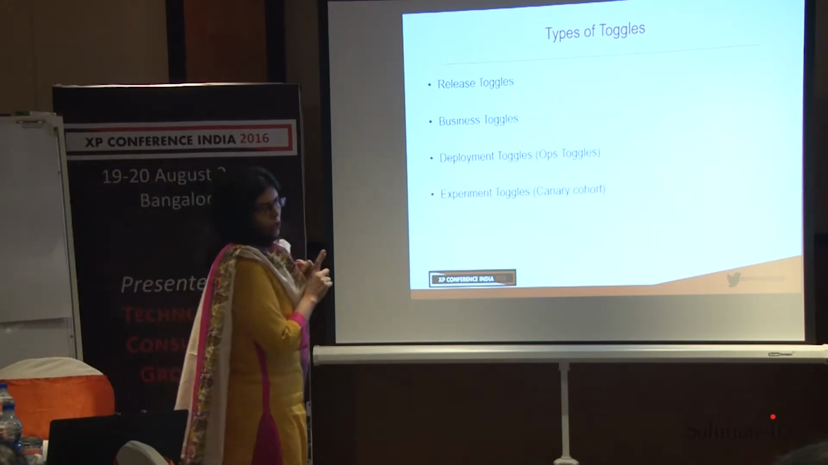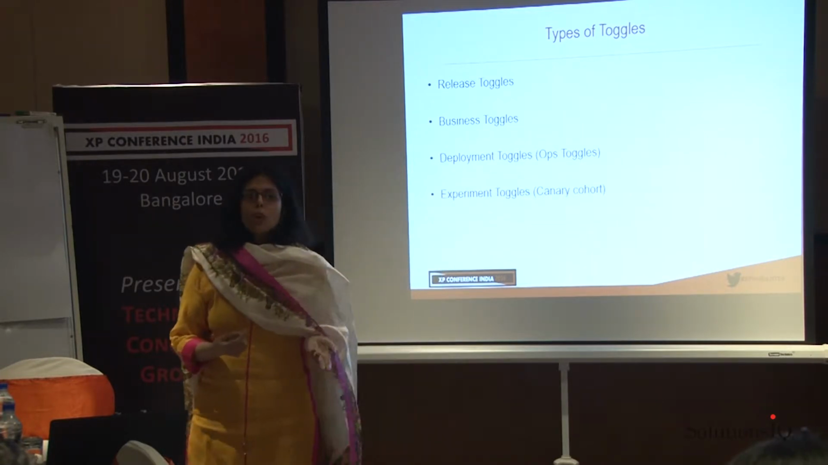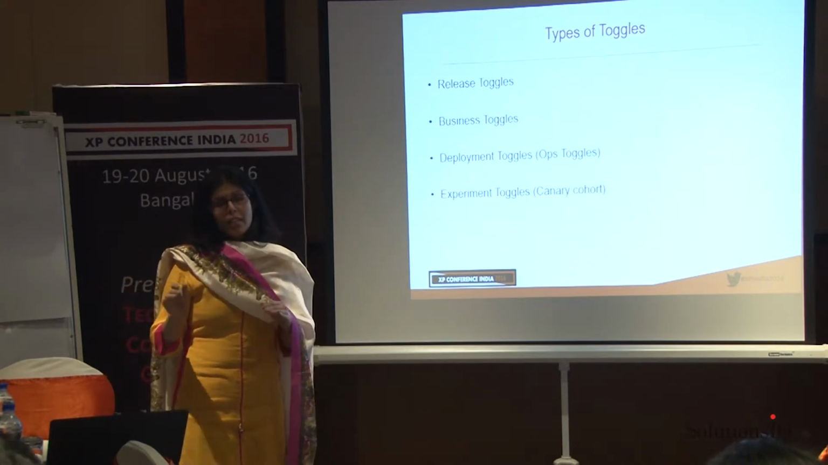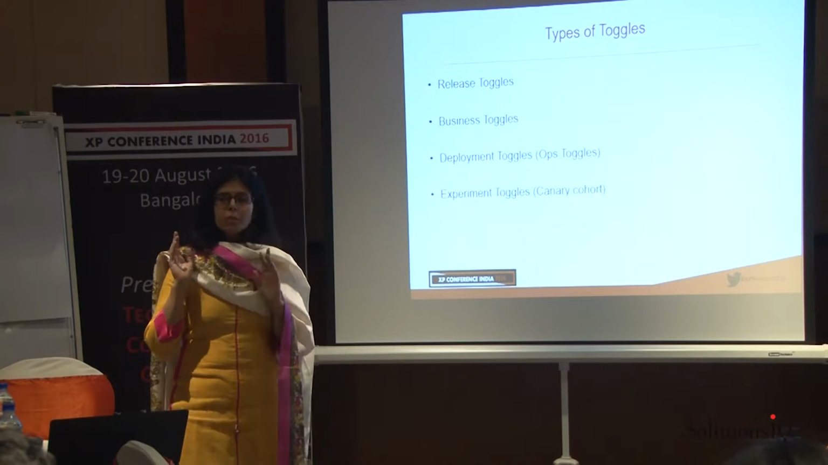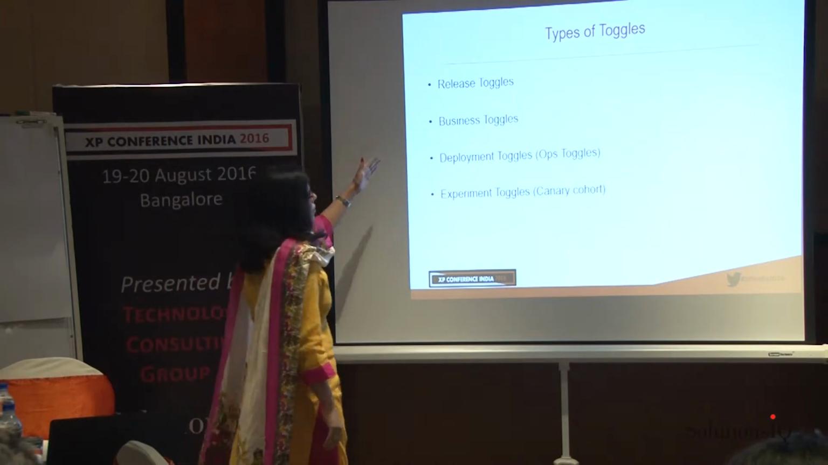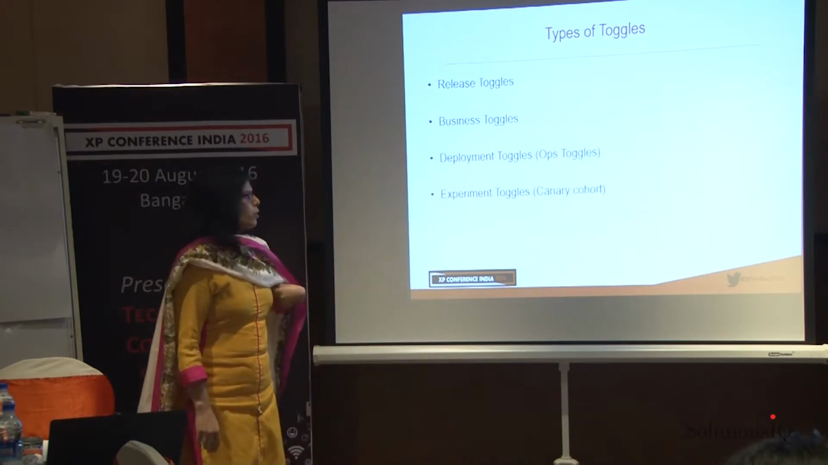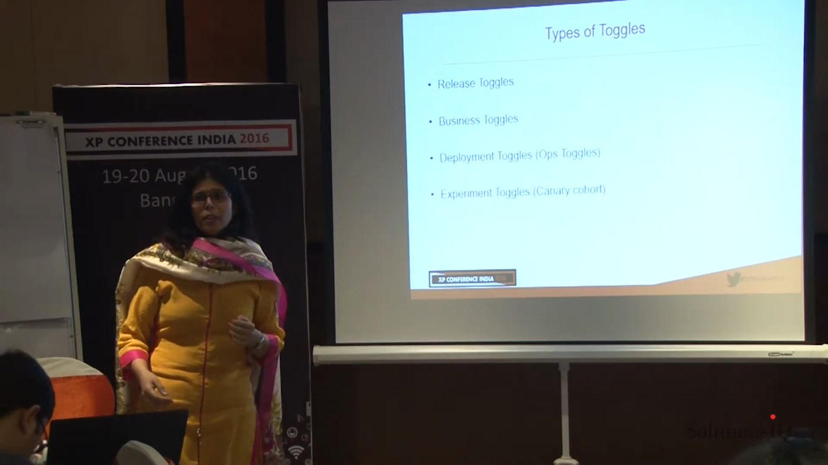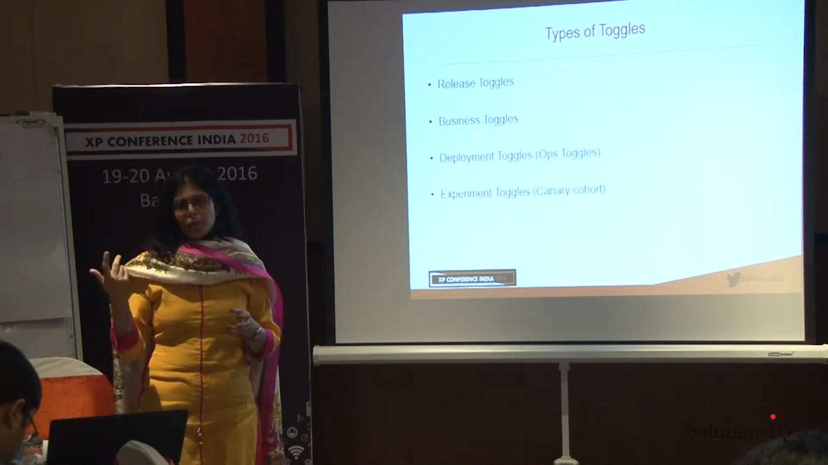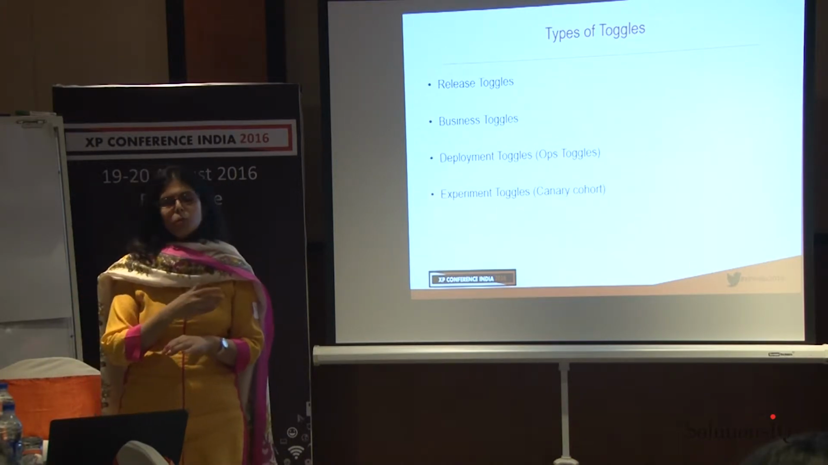So now we know what a feature toggle is, and why we need it, right? Now there are several types of toggles. Some of them span a couple of sprints and then they end. Some stay longer, and some are there forever. Based on that, we have release toggles, business toggles, ops or deployment toggles, and experiment toggles. What we mean by release toggles is that a feature is not yet finished. It will take a couple of days or sprints to finish, but when it is done, that feature toggle would be removed.